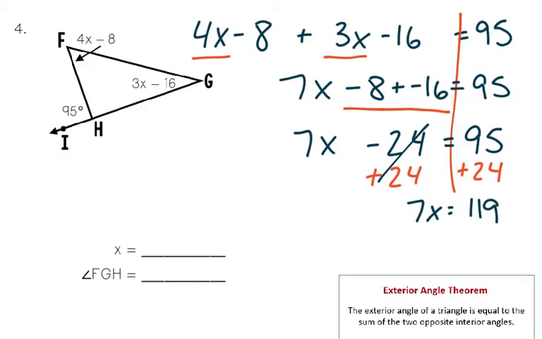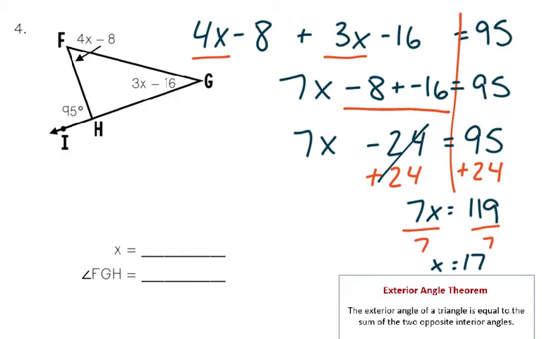Last step, we need to get rid of that times 7. So we need to use the inverse operation. Divide by 7. If we do it to one side, we have to do it to both sides. So that leaves me with the solution x equals 17. Now we're not done yet. We wanted to know what x equals. That's 17. However, we also want to know what angle FGH is.